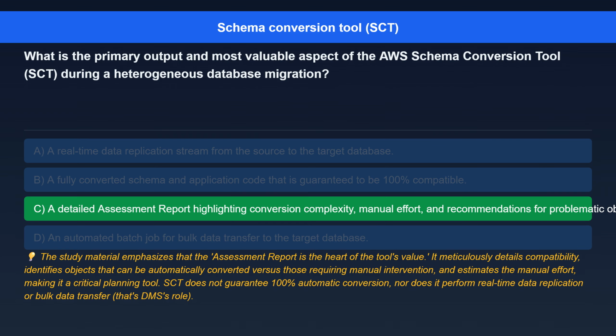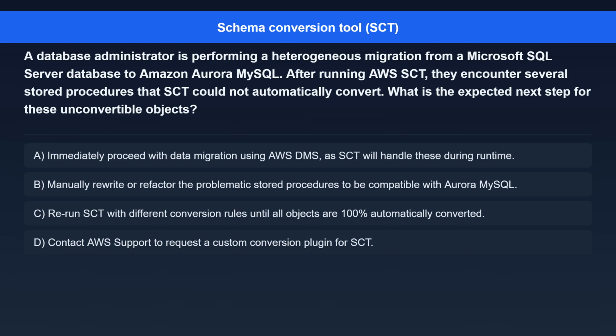The correct answer is a detailed assessment report highlighting conversion complexity, manual effort, and recommendations for problematic objects. Here's the explanation. The study material emphasizes that the assessment report is the heart of the tool's value. It meticulously details compatibility, identifies objects that can be automatically converted versus those requiring manual intervention, and estimates the manual effort, making it a critical planning tool. SCT does not guarantee 100% automatic conversion, nor does it perform real-time data replication or bulk data transfer. That's DMS's role.